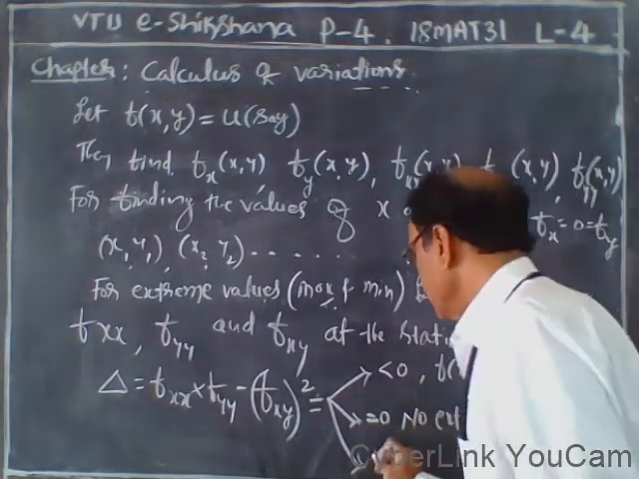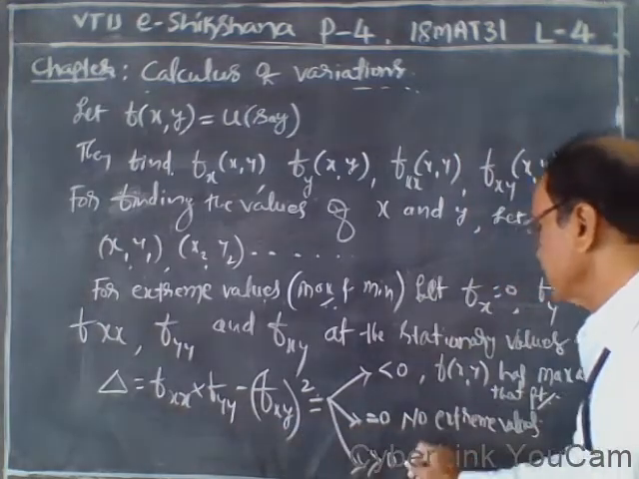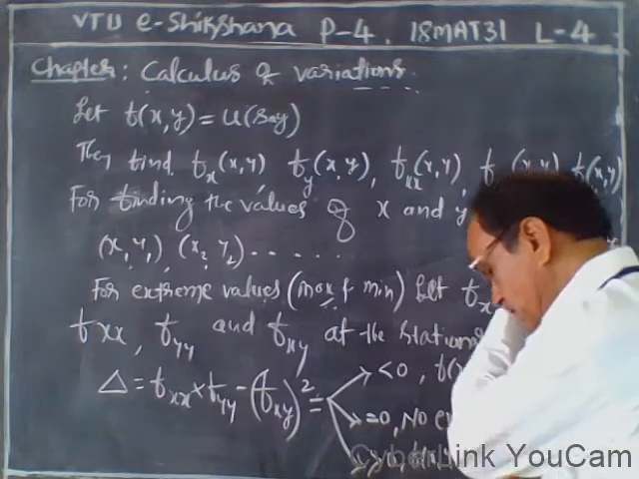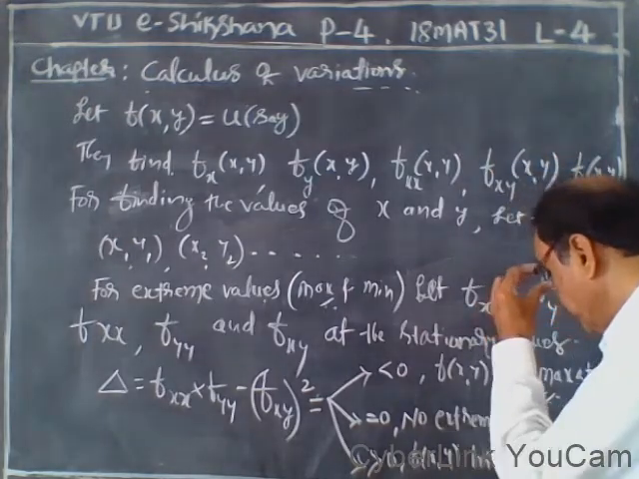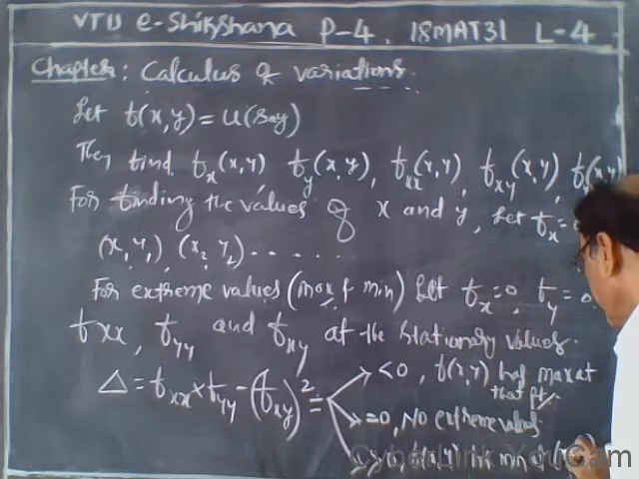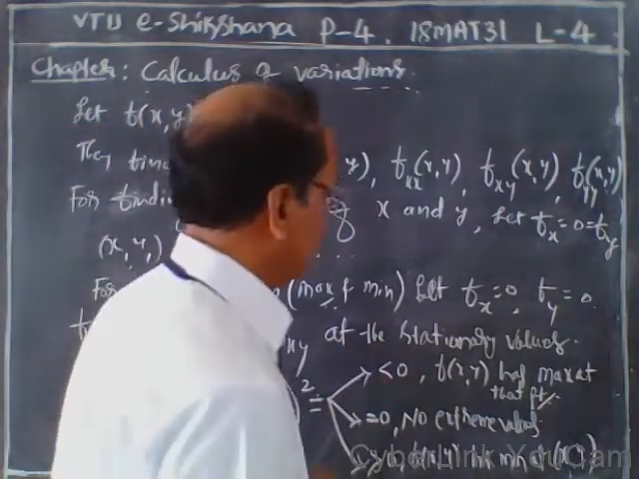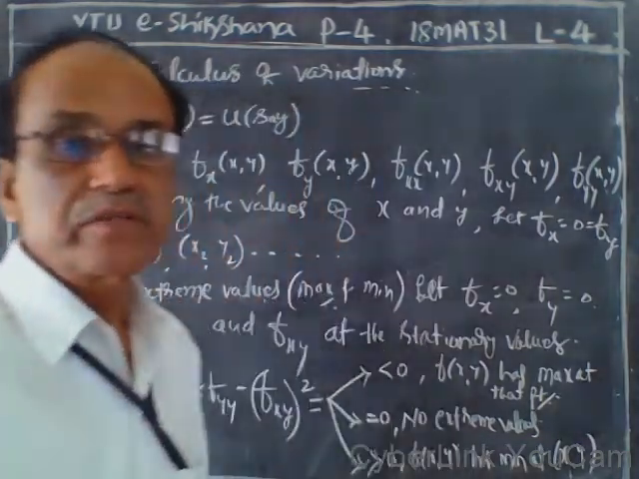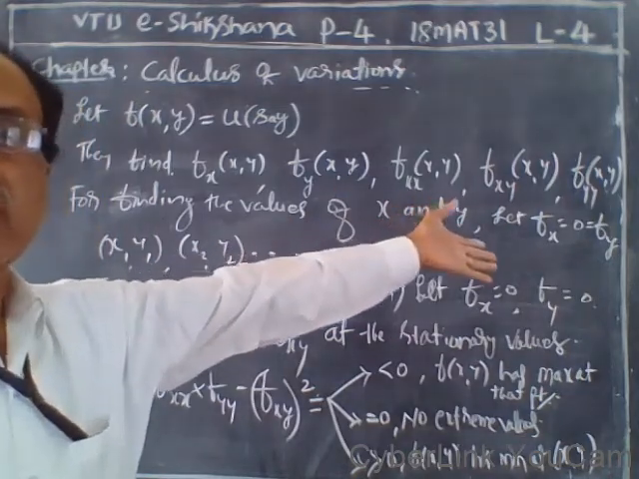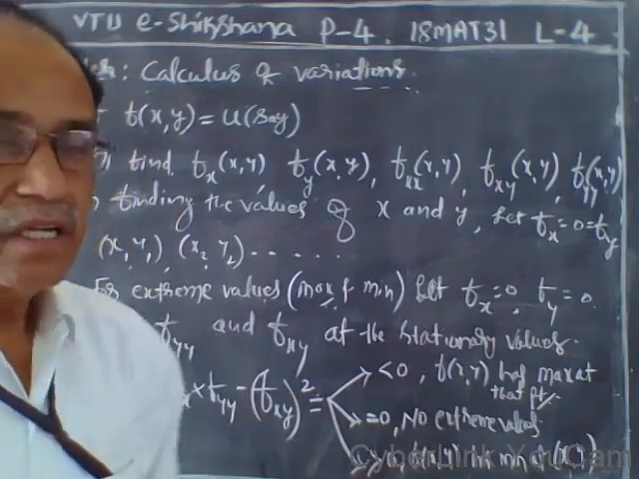And the next one, if the discriminant is greater than 0, then f of x comma y has a minimum at x comma y. These three possibilities will happen with respect to the functional values at the critical points we have calculated as x1, y1, x2, y2, depending on the degree of the equation.